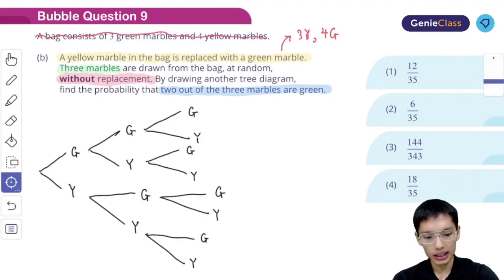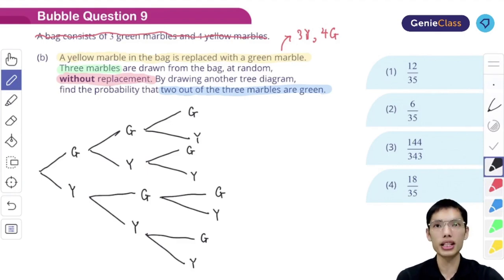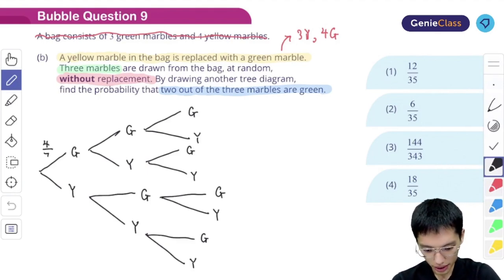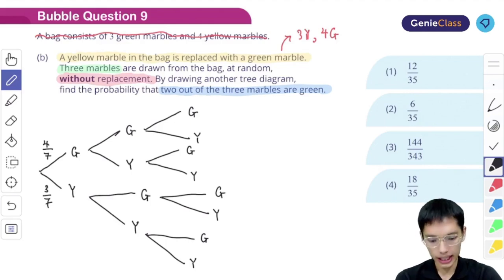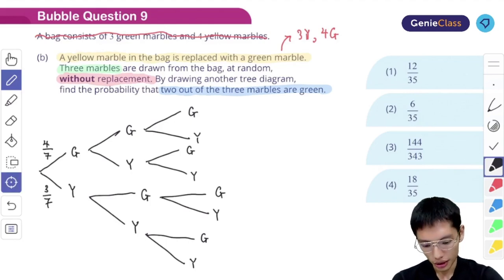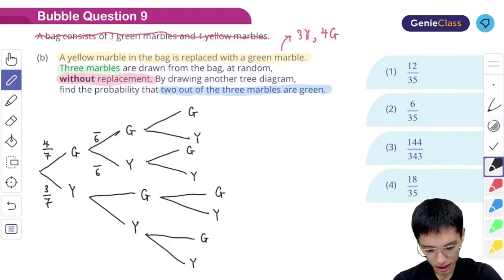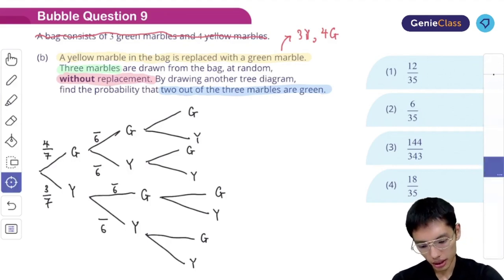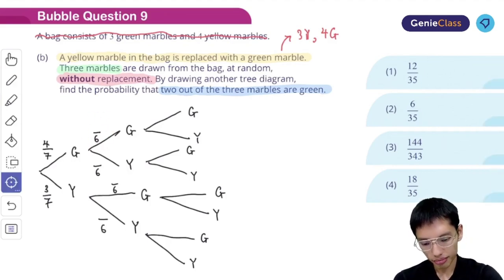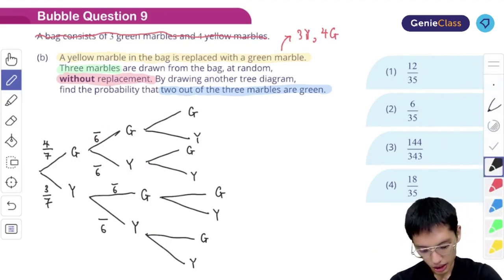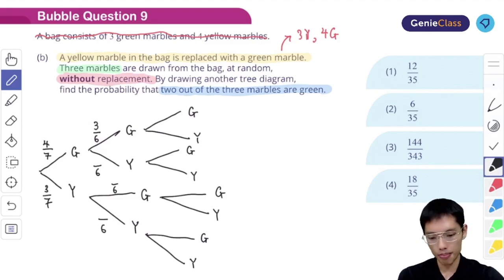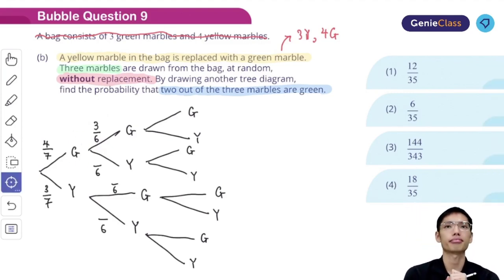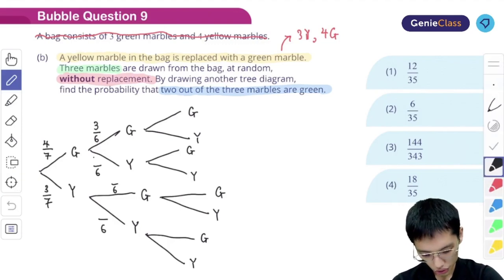We are following this one now. So with this first branch of picking a green, it's going to be 4/7, 3/7. And again with the other 2 branches, the numerator will definitely decrease by 1 without replacement. 6, 6, 6, 6. But what is the number? Take note. Green is picked up, 1 less green. Yellow remains for this scenario. So it's going to be 3.